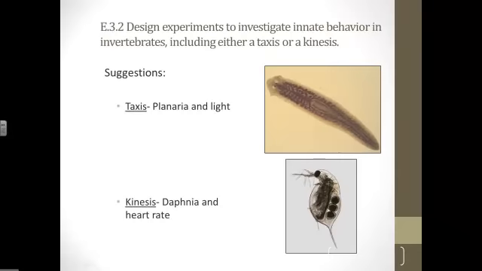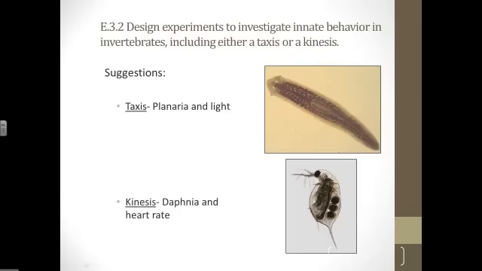So if we added caffeine, what do you think would happen to the heart rate? It would increase. Now, this is not directional. Yes, the number is going up. The number value is changing, but it's not in a physical direction. In other words, the Daphnia is not moving somewhere to or away from a light. It's just that the heartbeat is increasing or decreasing. That's called a kinesis.